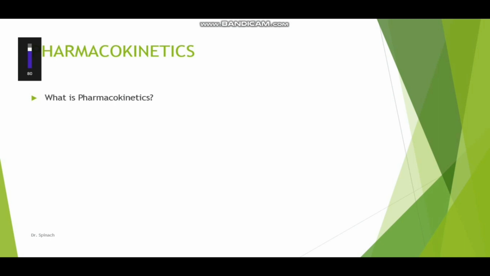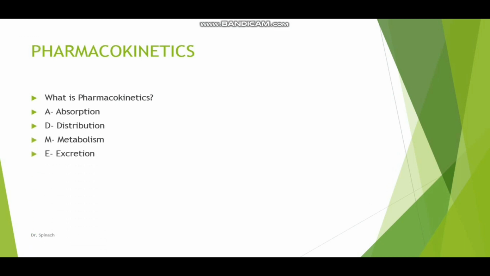So let's begin with the pharmacokinetic acronym ADME, where A stands for absorption, that is how does the drug get into the body. D stands for distribution, where does it go in the body. M stands for metabolism, that is how the body modifies the drug. And E stands for excretion, that is how the body gets rid of the drug.